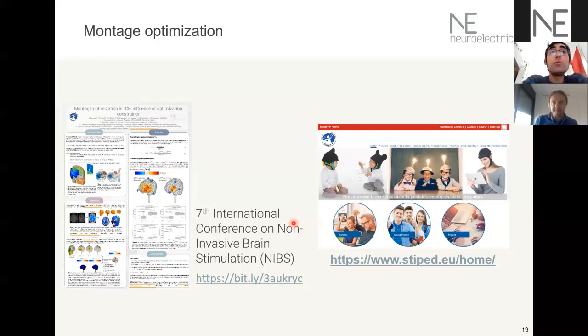The patients that we used in this study were from a European project that Neuroelectrics and Starlab are involved in, which is the STIPED project. The STIPED project is a very ambitious European project in which we're using personalized montage optimization to target patients. We have healthy controls, we have ADHD children, and we have ASD children and teenagers. And if you're interested, please visit the website for the STIPED project, and you'll find more information about the project there.